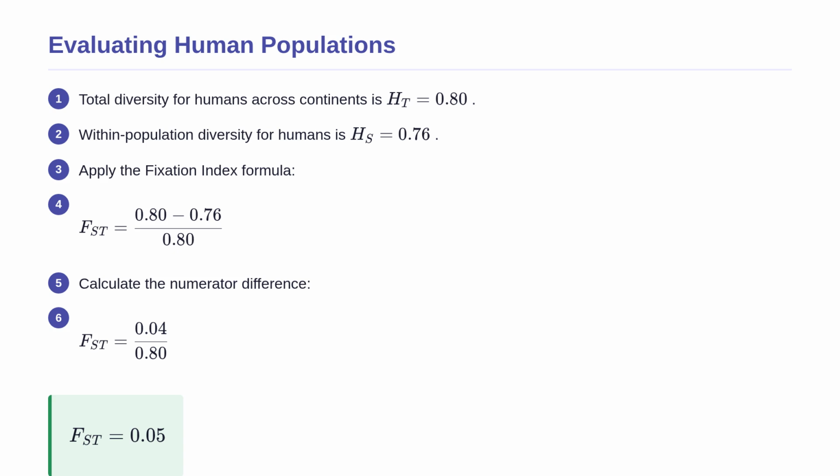Subtracting 0.76 from 0.80 gives a numerator of 0.04. We then divide this by the total diversity of 0.80. The calculation yields an extremely low final answer of 0.05. This means that only 5% of human genetic variation is due to geographic separation, showing that humans are highly interconnected.